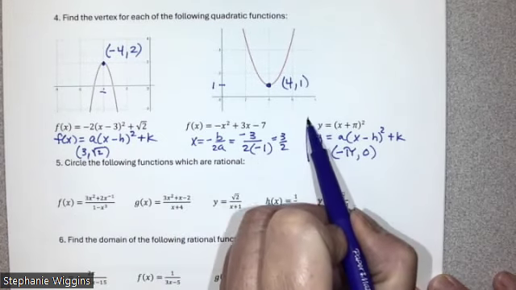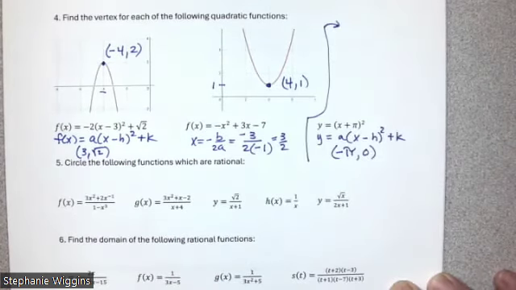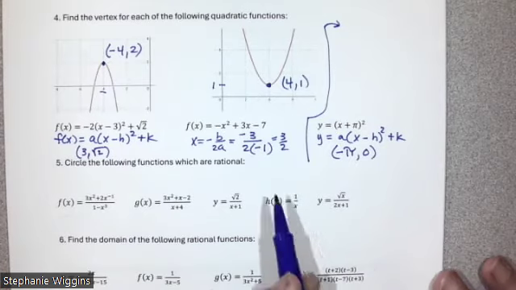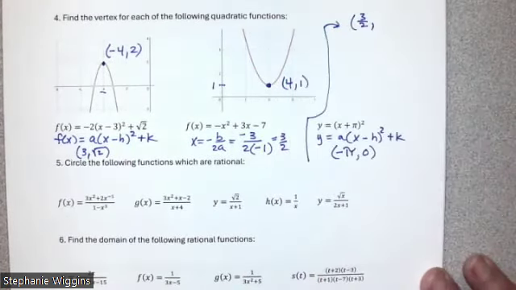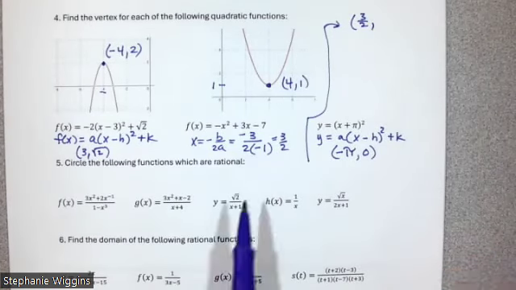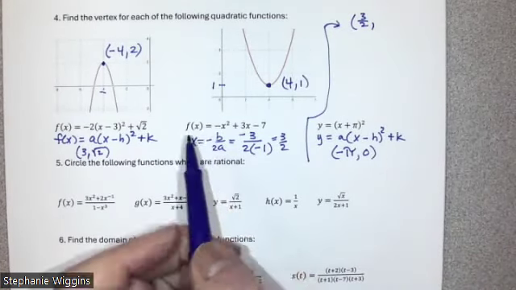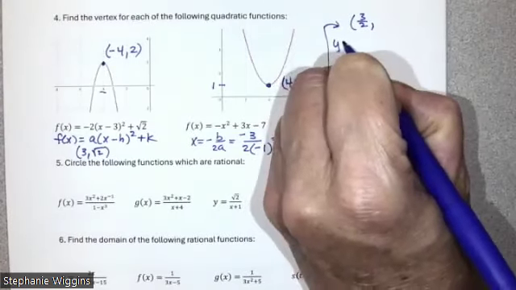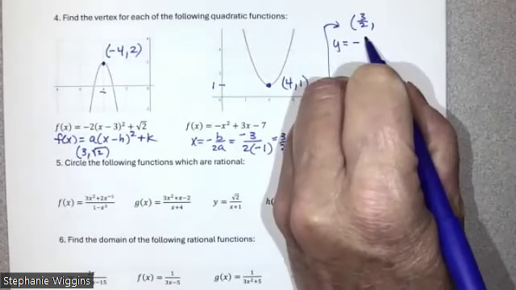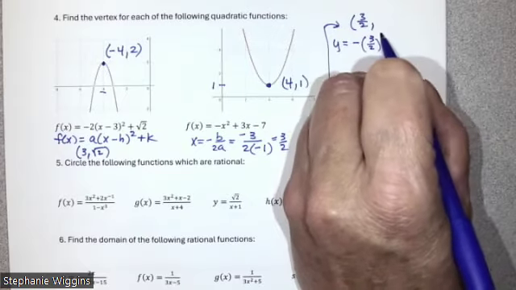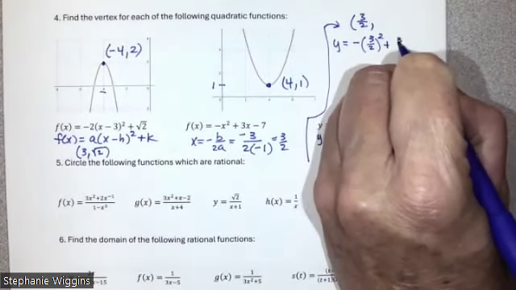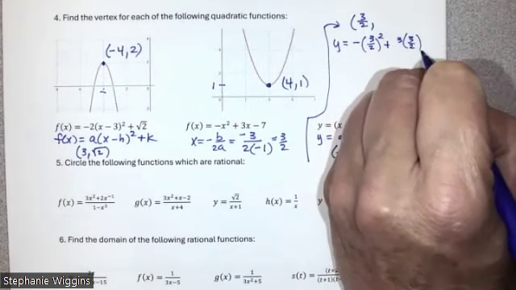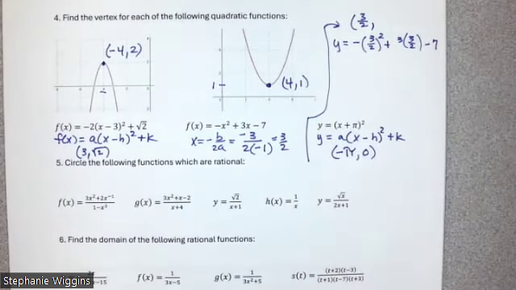I'm kind of running out of room here, so let's go up here. All right, so the first coordinate, the x coordinate, is 3/2. Then to find the y coordinate, we have to plug 3/2 into our function. So y equals minus 3/2 squared. I'm just plugging 3/2 in for x, plus 3 times 3/2 minus 7.